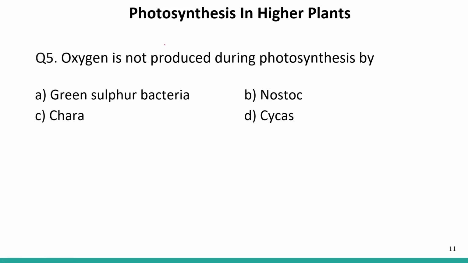Okay, now coming to the next question, which is: oxygen is not produced during photosynthesis by, options are green sulfur bacteria, then we have Nostoc, then we have Chara and Cycas. Let's talk about green sulfur bacteria. So green sulfur bacteria is what? It is a photosynthetic bacteria which utilizes sulfur. It utilizes hydrogen sulfide, H2S.